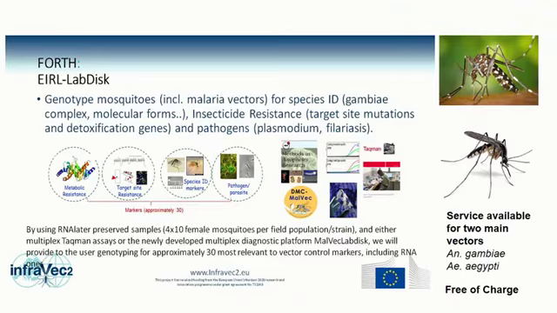So all these molecular diagnostics are freely available via a Horizon 2020 project, which is called InfraVec 2, and you can check it online. You can apply for this. It's available free of charge for researchers that do not have access to molecular diagnostics. And this service is available for two main disease vectors, Anopheles gambiae and Aedes aegypti.